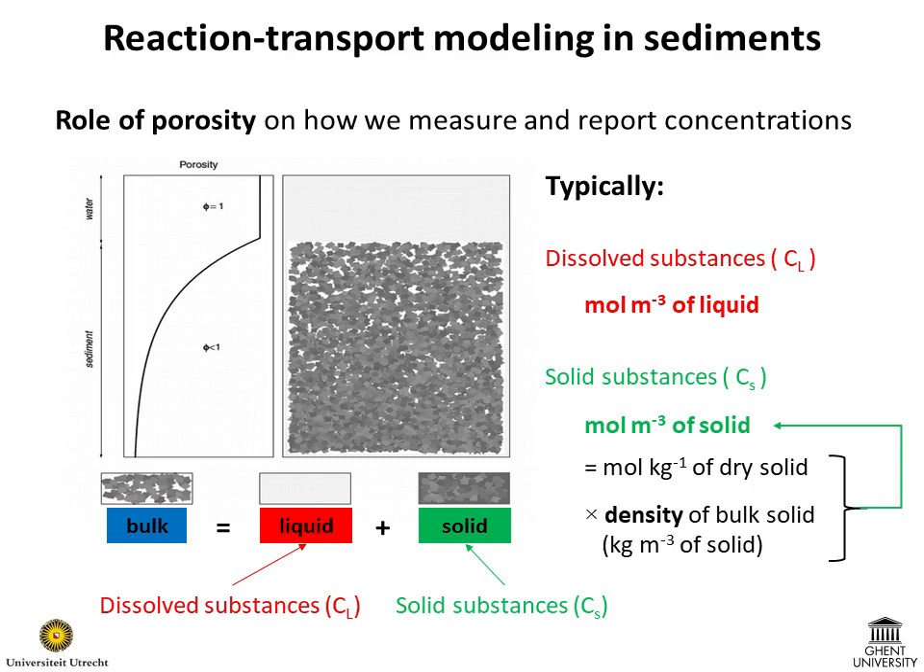Similarly, we measure the concentration of a solid substance by first removing the pore water to obtain a dry solid fraction of the sediment. Then we quantify the amount of the solid substance of interest and typically report it in moles per gram of the solid phase. This value can easily be converted to moles per cubic meter of solid by multiplying it with the density of the bulk solid phase. In this video, we will denote this concentration as C_S, where the subscript S indicates that the concentration is per cubic meter of the solid phase.